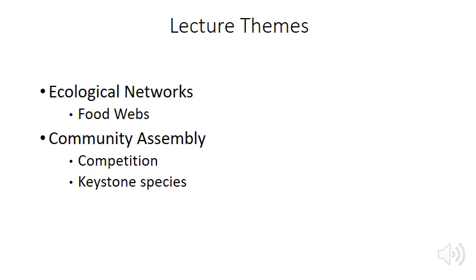And then we're going to look at some of the factors that drive community assembly. So what are the factors that determine what species are present in a community? And two of the big factors that we'll touch on are competition and the activity of keystone species.